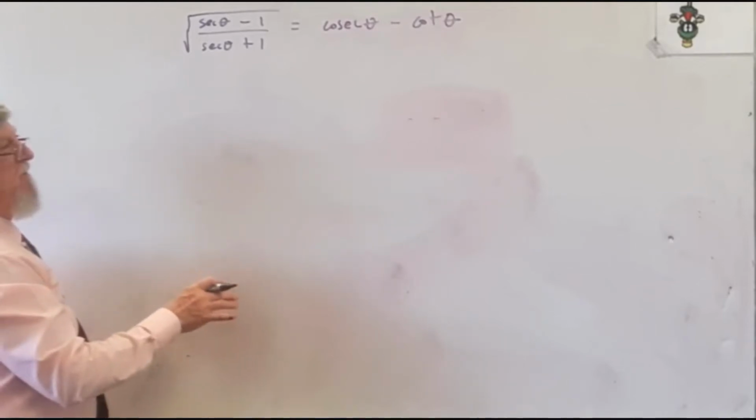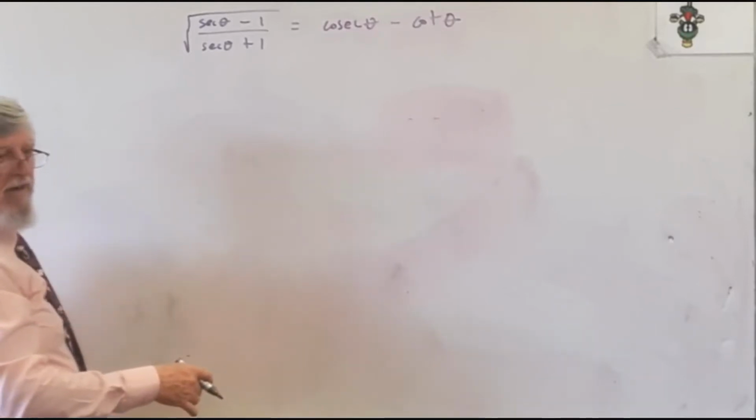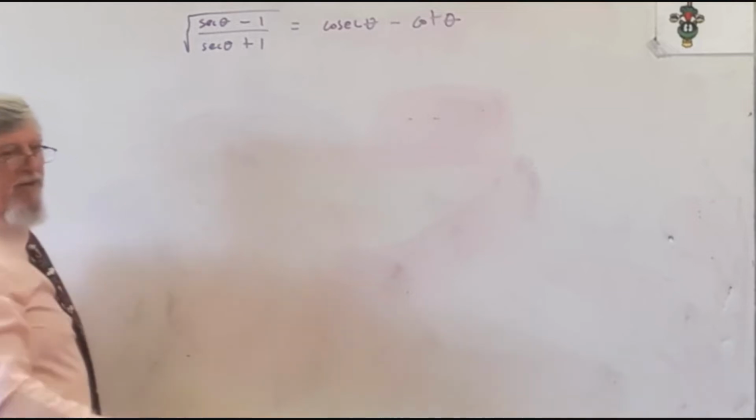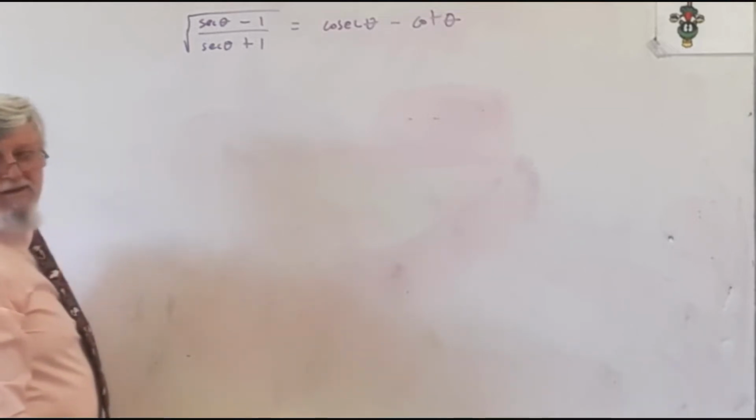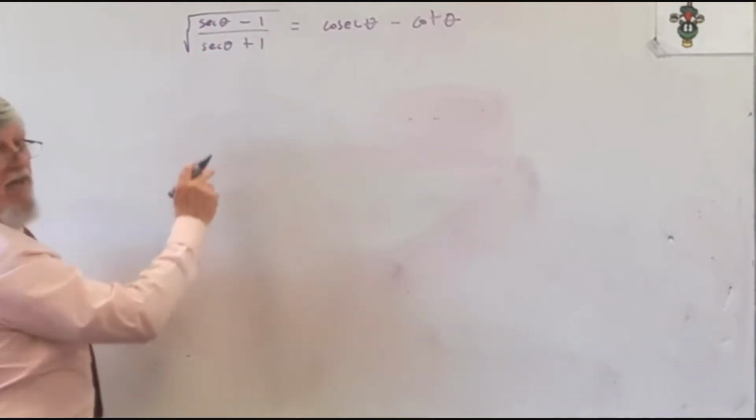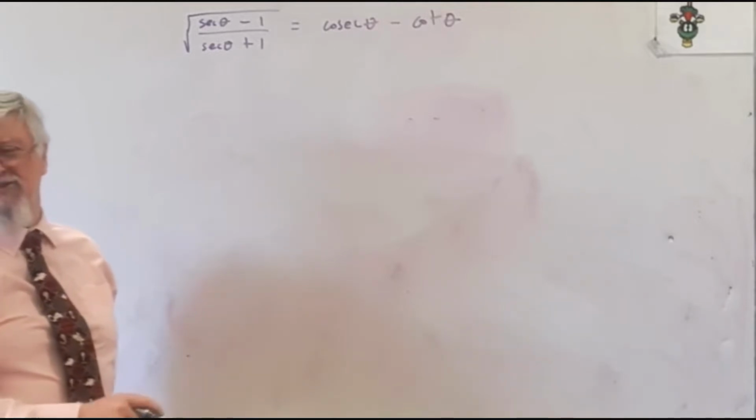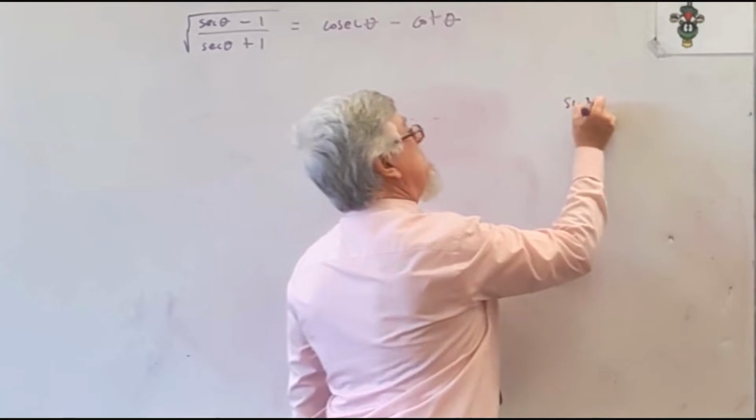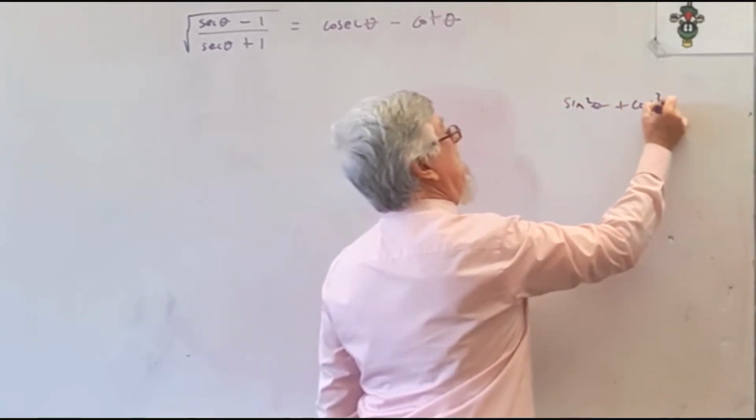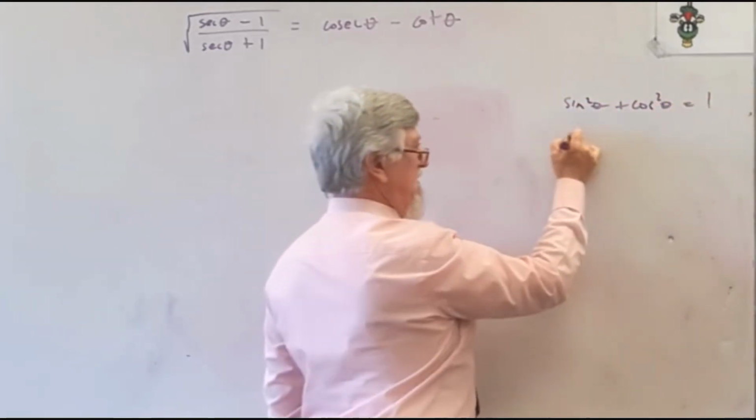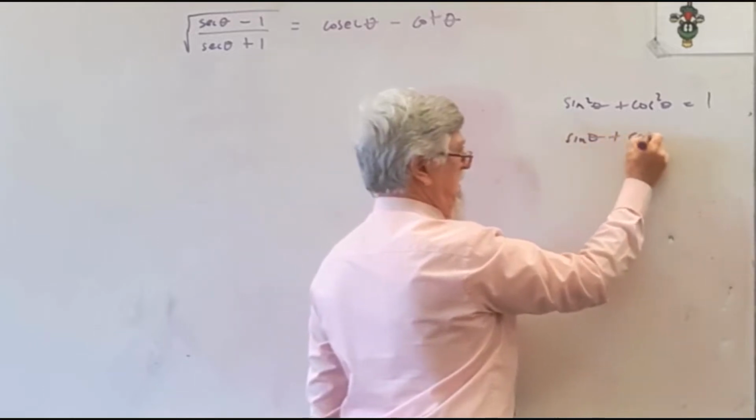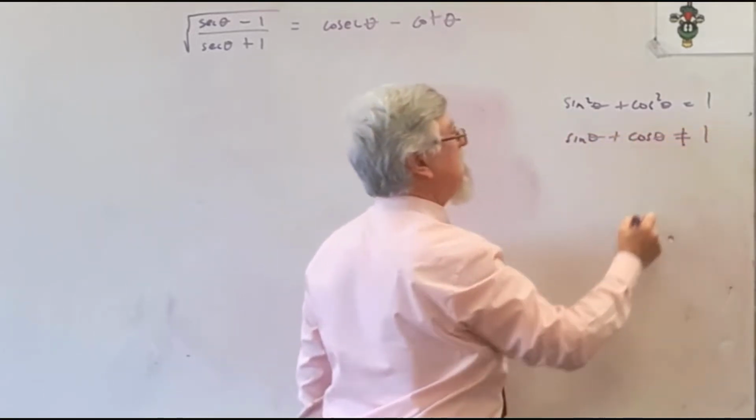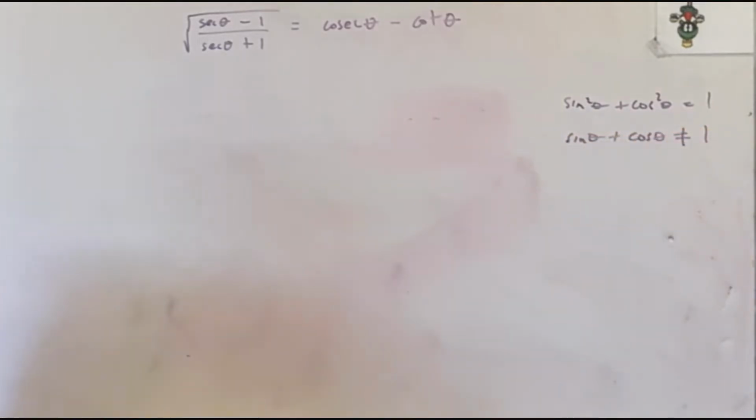Something inside of me wants to turn everything into sine and cos. That's what I did, but apparently that's not what... The top one you can turn to tan. No, you can't. This has got no squares. Oh, true. So go back to sine squared theta plus cos squared theta, and all its concoctions. So sine theta plus cos theta does not equal 1. It's only when they're squares.